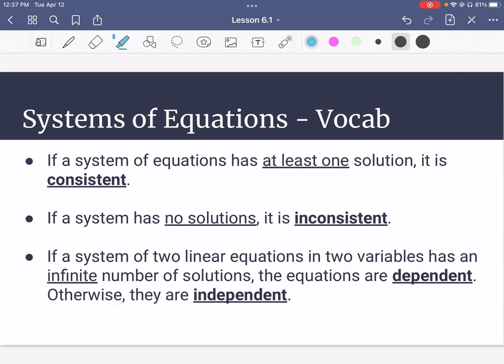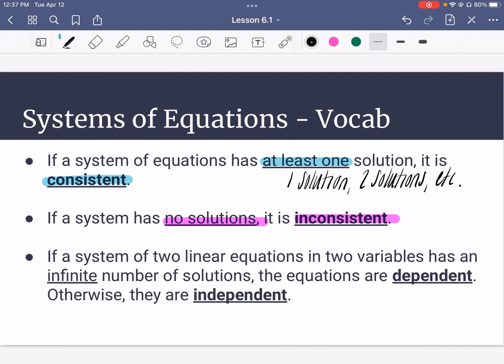Okay, there are some other vocab words here that I would like you to make a note of. We are going to talk about consistent versus inconsistent solutions and dependent versus independent. So if you have a system of equations that has at least one solution, so it could have one solution, two solutions, three solutions, at least one though, it is what we call consistent. You can always bank on the fact that it's going to have that one solution or those two solutions or those three solutions.